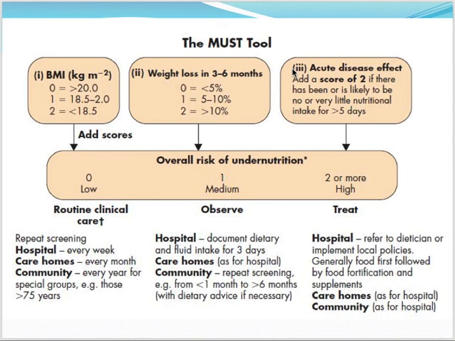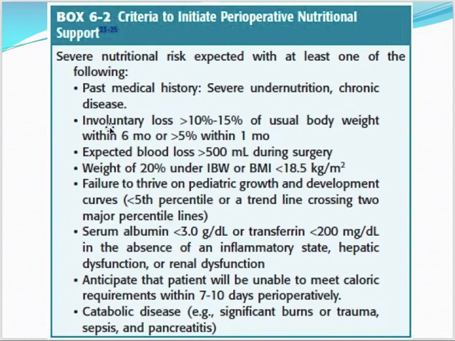Now let's go on to some other slides. You can see over here the criteria to initiate perioperative nutritional support. So anyone who has a history of undernutrition or chronic disease, or involuntary loss of body weight, involuntary, like it's not voluntary, not by exercise or changing diet. Anyone who has expected blood loss of more than half a liter during surgery, weight 20% under ideal body weight, or BMI less than 18.5.